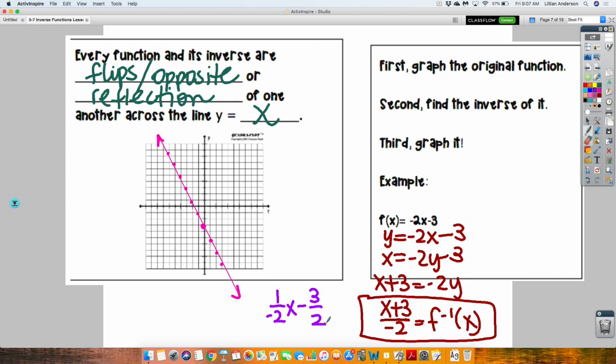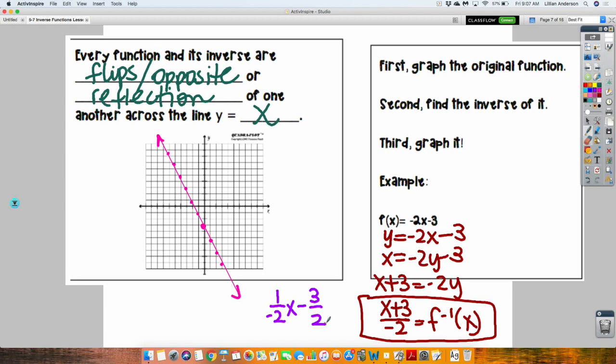Now, that means I have to start at -3 over 2 and then go up 1, left 2, up 1, left 2. It's like I said, this could not be too nice. If this is a nice little linear equation, then graph it the same way that you did before. Okay? That is one way to do it. Take the equation and graph it.